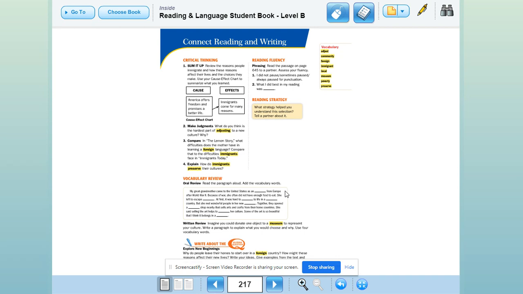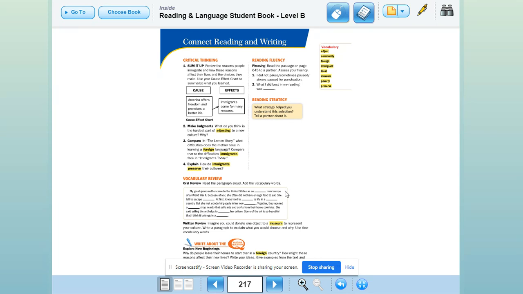It would be if you said immigrant. My great-grandmother came to the United States as an immigrant from Europe after World War II, then you are right. Because of war, she often did not have enough food to eat. She left to escape what?